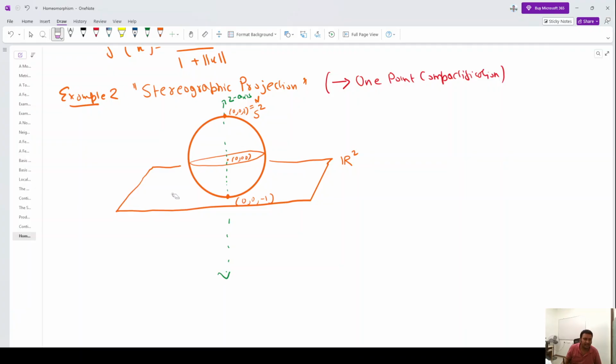Or if this is not a very good representation for you, let's take a point in this. If you take any point, say here, join this, emit this ray to R2. So a little bit here and there. You will get a unique point here on R2. Similarly, if you take a point on R2, say this, join it with the North Pole.